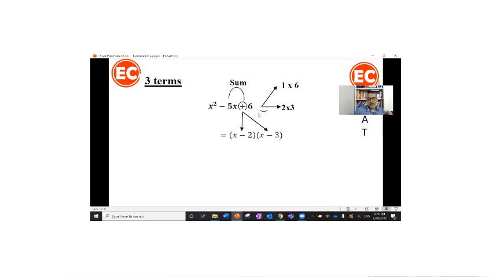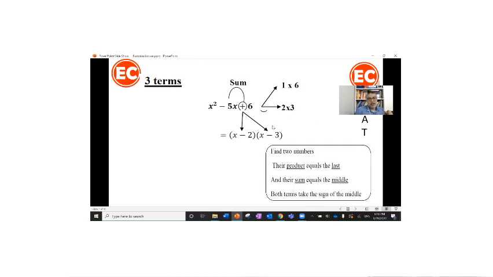So if the last sign is positive, I'm looking for two numbers whose product equals the last number and whose sum equals the middle number. And both brackets take the sign of the middle term. So again, if the last sign is positive, two brackets, both of them follow the sign of the middle. I'm looking for two numbers whose product is 6 and whose sum is 5.